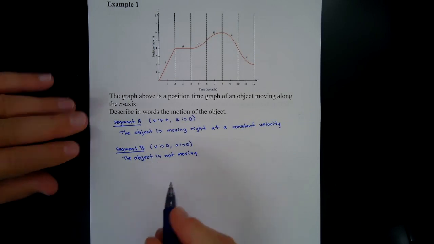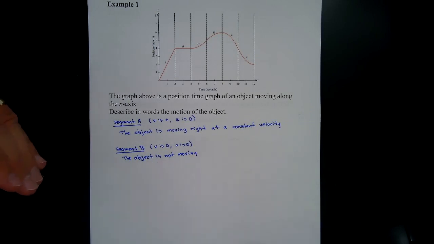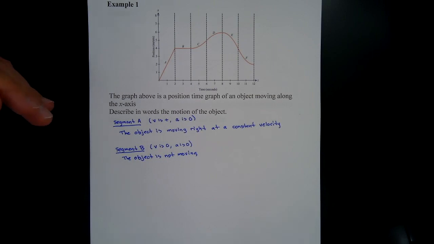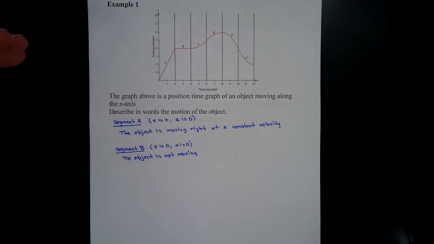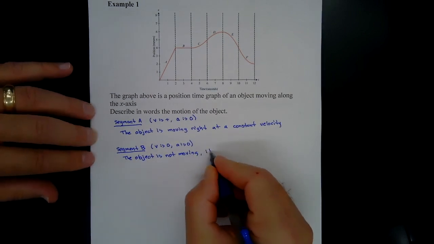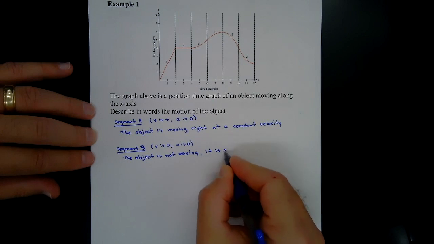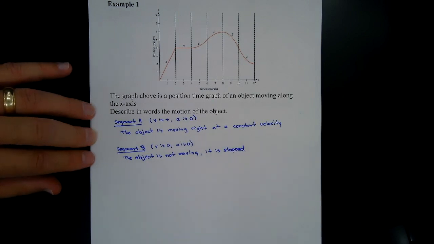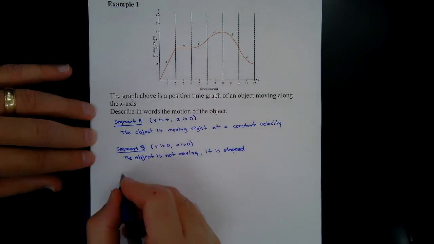Because remember what velocity is, velocity adds or removes distance. And since the velocity is 0, we're not adding or removing distance. So that means we're staying at the same spot. Or you could say it is stopped. Okay, so now segment C.